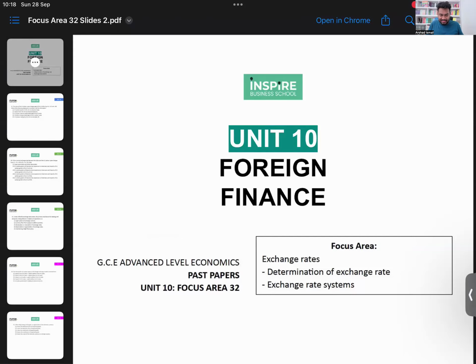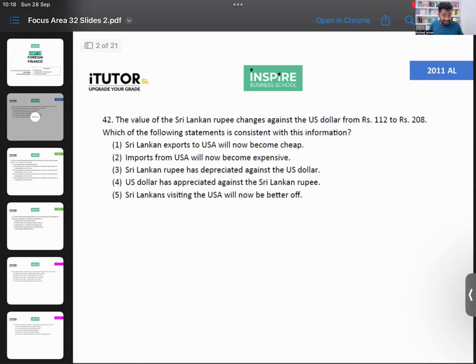Okay, so starting with the MCQs, 2011. The question is saying the value of the Sri Lankan rupee changes from 112 for a US dollar to 208. Guys, can some of you confirm? In my past paper book it was 208, but I feel the number is a bit weird. Is it 108 in your past paper book? I typed it based on mine. Yeah, so I remember that was an issue. Sorry about that. So it's 108, not 208.